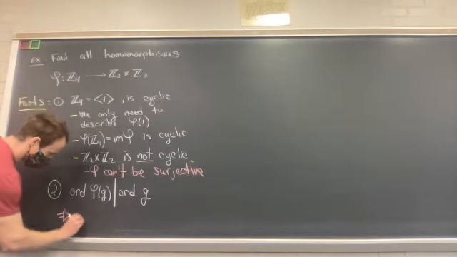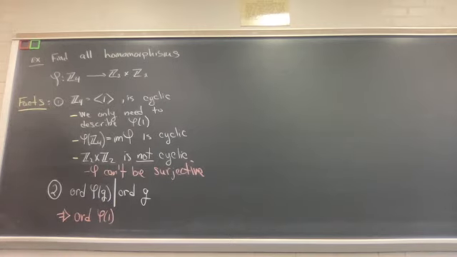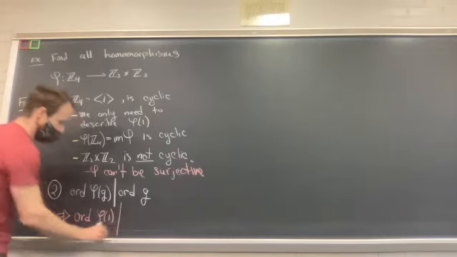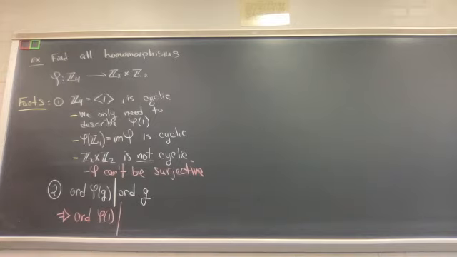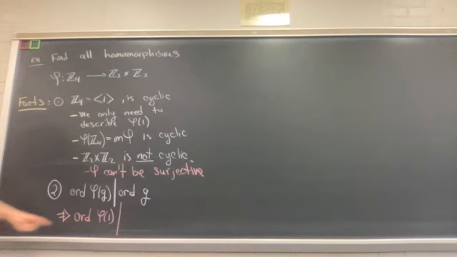So this means that the order of phi of 1, and remember, we only really care about phi of 1 because Z4 is cyclic, so we only need to see what happens to the generator, must divide the order of 1. Remember, the order over here is happening in the codomain, Z2 cross Z2, and the order over here is happening in the domain, Z4. So what's the order of 1 in the domain, Z4? How many times do you have to combine 1 with itself additively before you get to the additive identity?